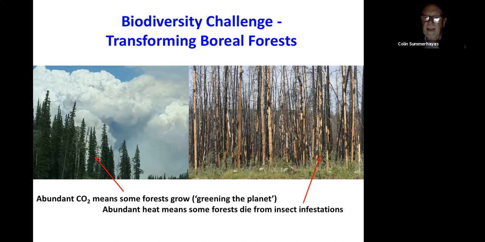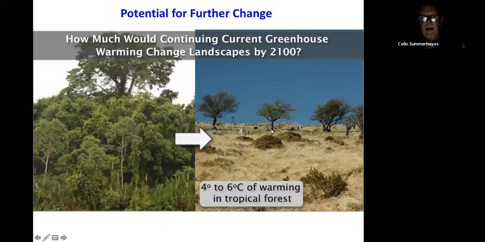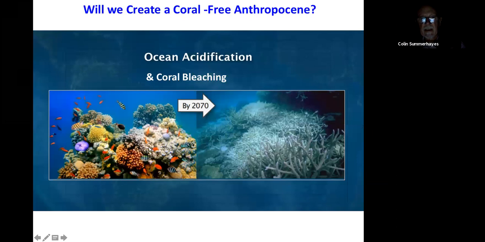So what happens is that insects like these pine bark beetles can now reproduce twice per year instead of once per year. And the poor old trees aren't used to having two invasions of this insect per year, so they're giving up the ghost. What about future changes? Well, we can imagine a situation in which warming actually gets rid of the Amazon rainforest on the left and replaces it with savanna, which we see on the right.